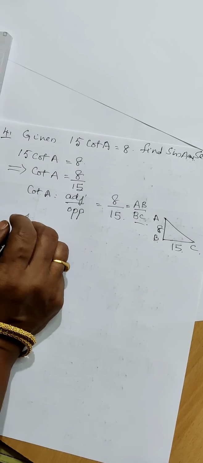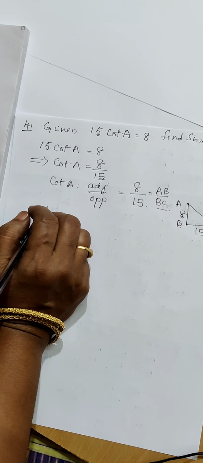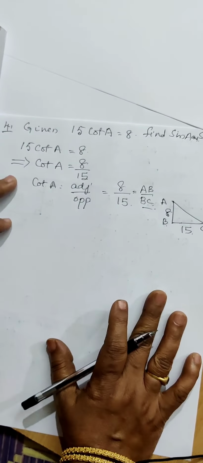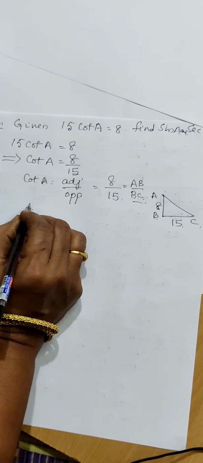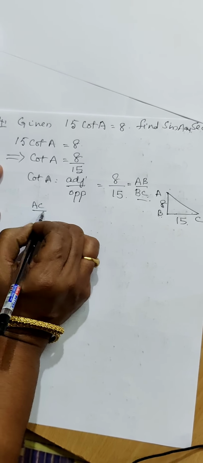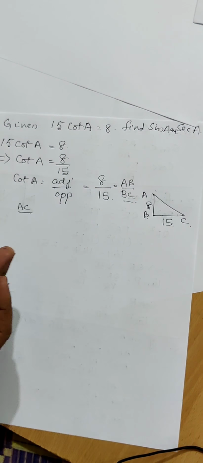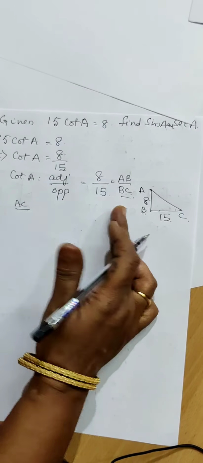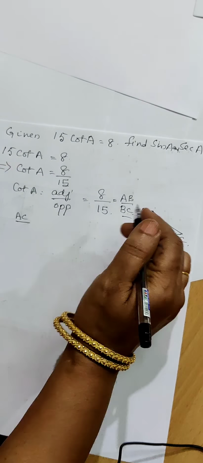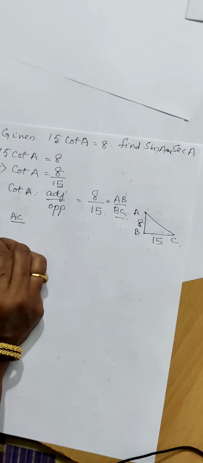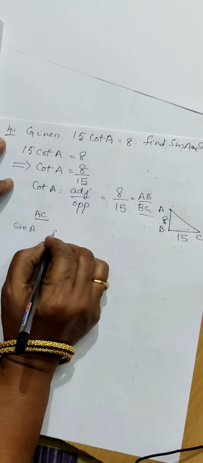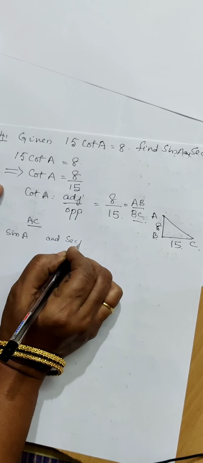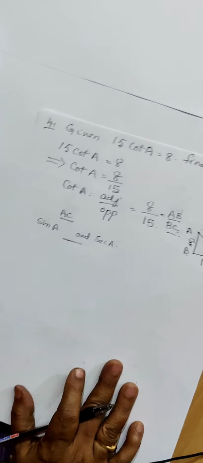Now I am giving you just like homework, you find out AC by using Pythagoras theorem. In the similar way as we did in previous problems, find AC and then you find out sin A and secant A and tell me the answer in the comment section. Okay, thank you.